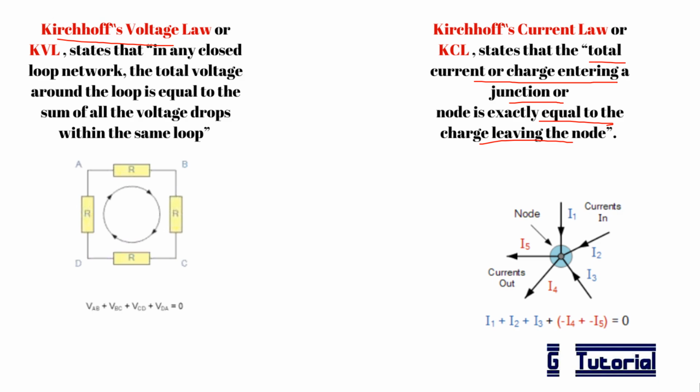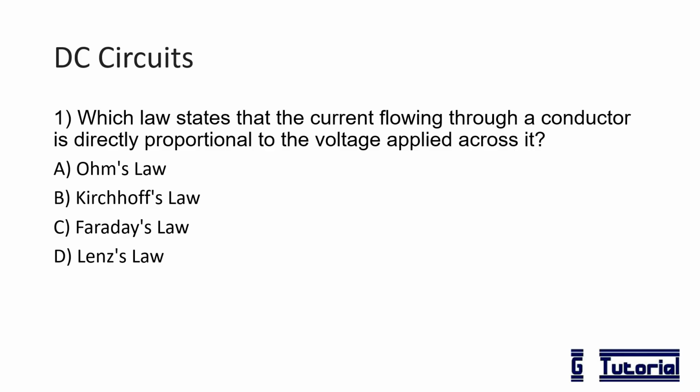Now we can go through the MCQs from these results. First question. Which law states that the current flowing through a conductor is proportional to the voltage applied across it? The law that states that current flowing through a conductor is directly proportional to the voltage applied across it, that is, I is directly proportional to V. The law which states this is Ohm's law.